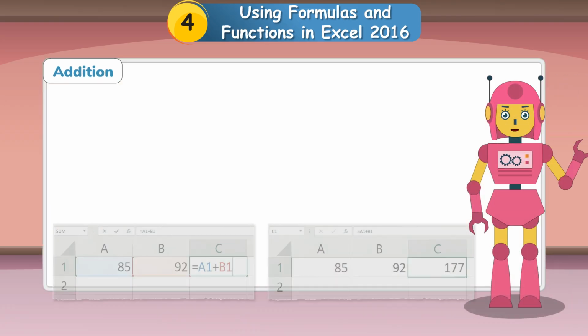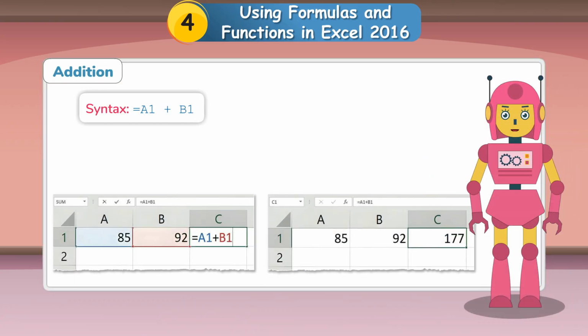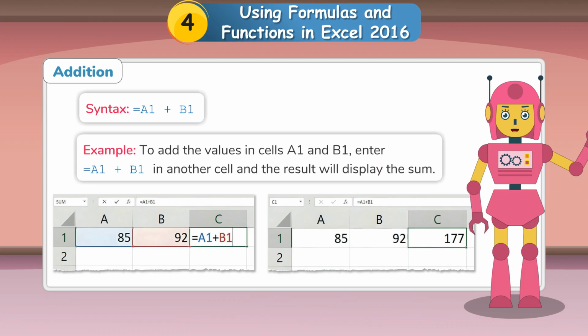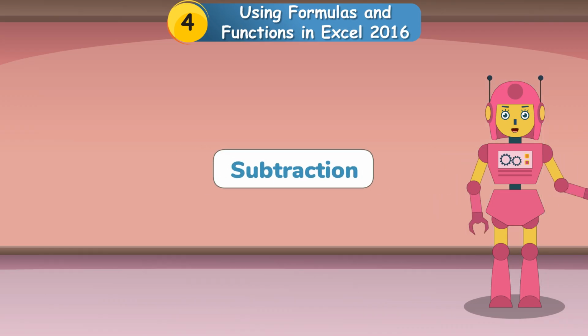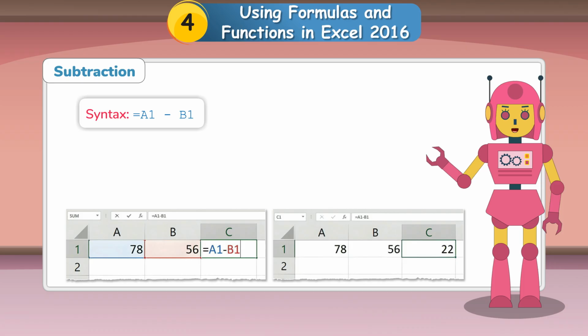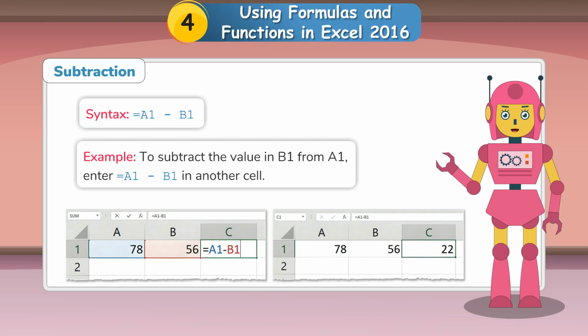Addition. Syntax: =E1+B1. To add the values in cells E1 and B1, enter =E1+B1 in another cell and the result will display the sum. Subtraction. Syntax: =E1-B1. Example: to subtract the value in B1 from E1, enter =E1-B1 in another cell.